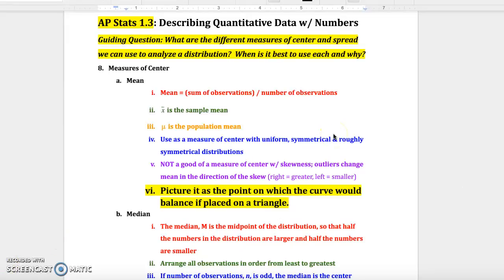Here's our AP Stats 1.3 video, and we're looking at describing quantitative data with numbers. What are different measures of center and spread we can use to analyze a distribution, and when is it best to use each and why is our guiding question.